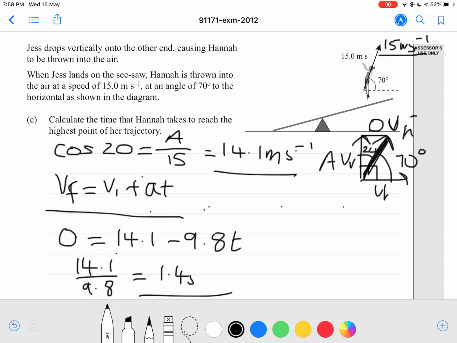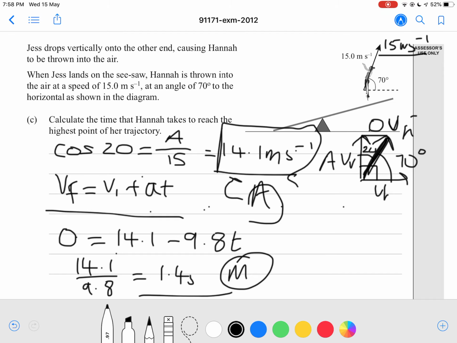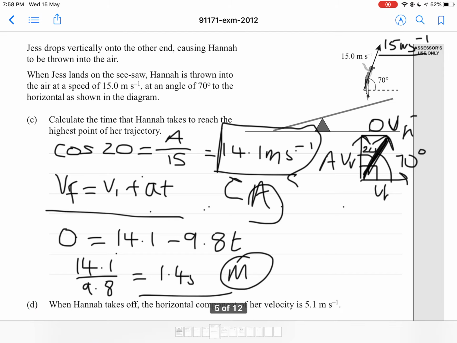So if you get to here, you'll get the merit grade, and to get the achieved grade, you simply have to find out the vertical velocity, which is here. So this is the achieved here. That's achieved. Obviously you're all aiming for merit, so you don't need the achieved, but I'm going to explain it anyway, okay?